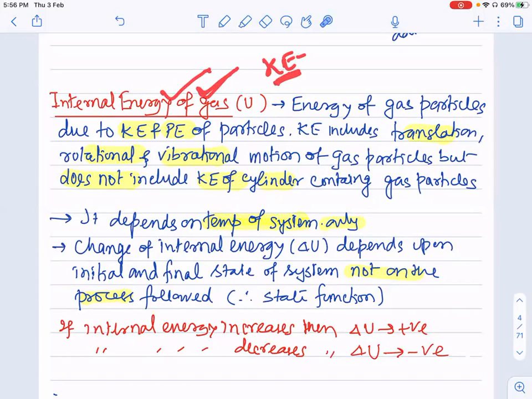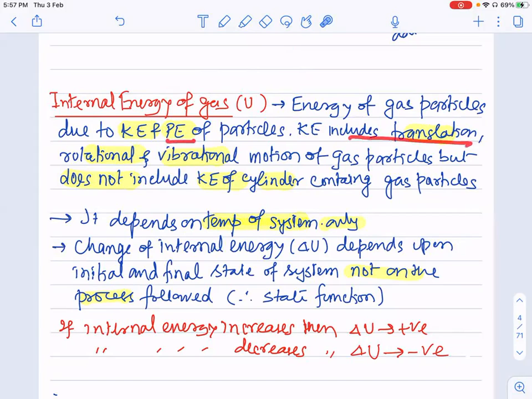So how many types of kinetic energy are there? It can be translational motion, it can be rotational motion, it can be vibrational motion. All types of energies added together will be the internal energy. The energy of the gas particles is due to the kinetic and potential. In fact, potential energy is zero in an ideal gas, so potential energy is never taken, but here it is written that if at all they have, potential energy will also be taken.